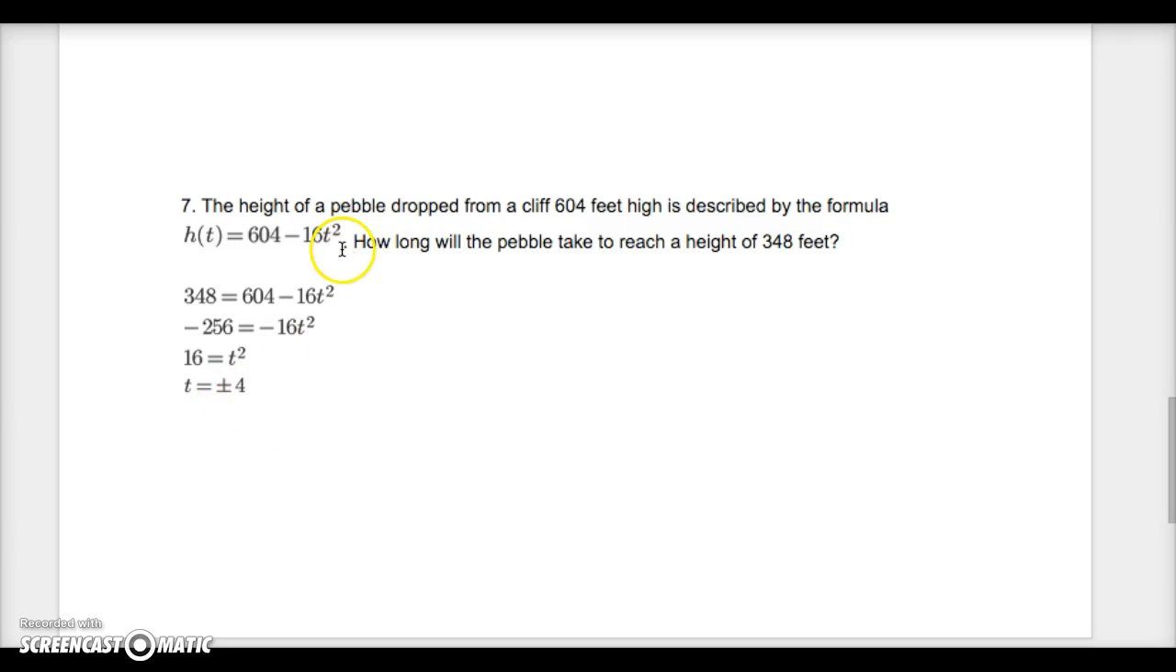Whenever you have a word problem, you need to answer with a sentence. How long would the pebble take to reach a height of 348 feet? The pebble will reach a height of 348 feet after 4 seconds. Done.